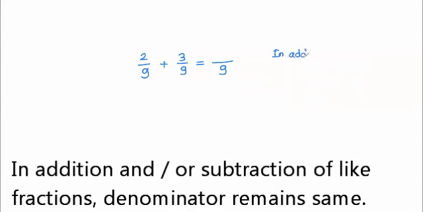Then we learned about addition and subtraction of fractions. And we know that to add or subtract fractions, the denominator has to be the same. So if I have a fraction 2 upon 9 and another fraction 3 upon 9, I have the same denominator. In that case, I can add these fractions directly. In the answer, the denominator stays the same in addition or subtraction of fractions.